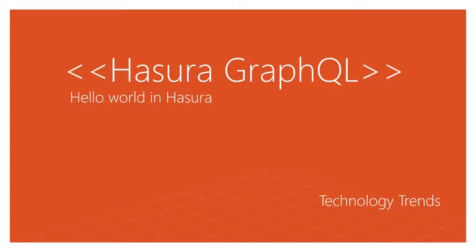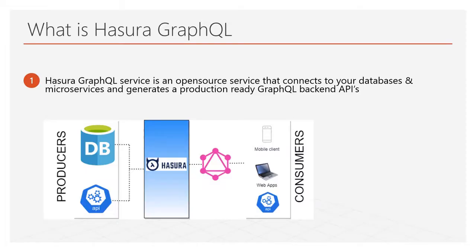Today we will see what is Hasura GraphQL and how to implement it. So what is Hasura GraphQL? Hasura GraphQL is a service that connects to your databases or APIs and generates a GraphQL backend APIs.